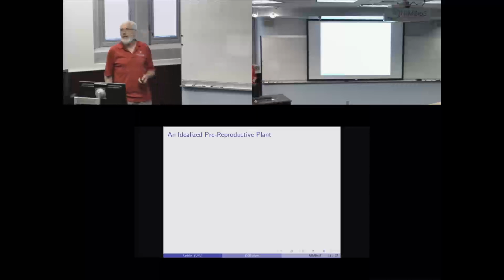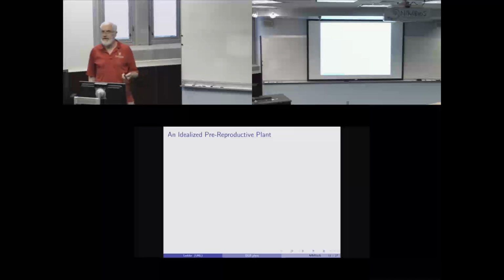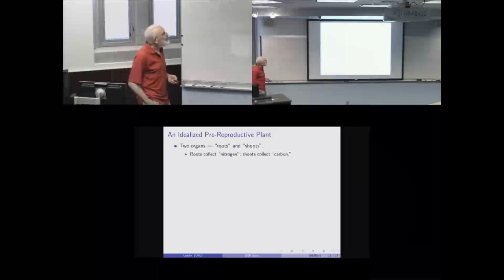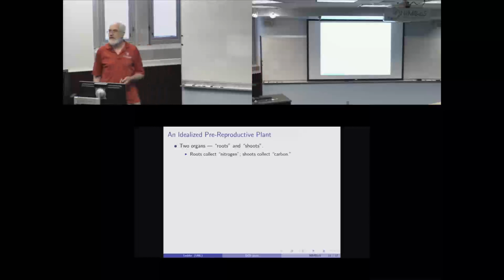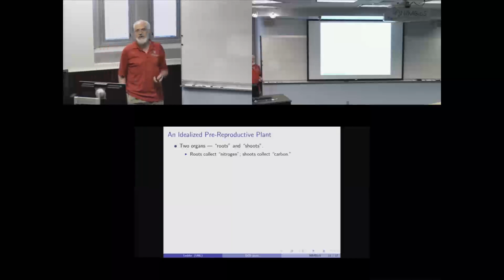Well, let's talk about an idealized pre-reproductive plant that consists of two potentially obligate syntrophs. So we're going to have two organs. We'll euphemistically call them roots and shoots. Roots collect nitrogen and shoots collect carbon.